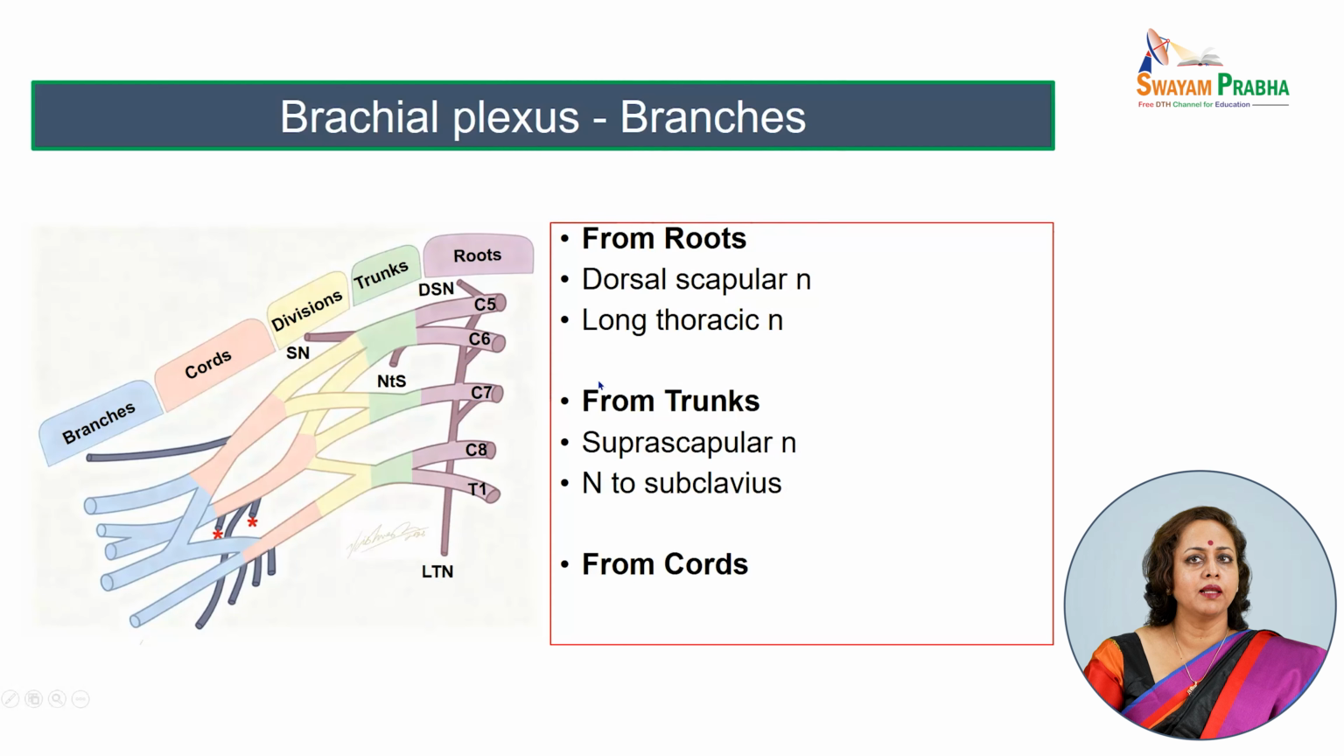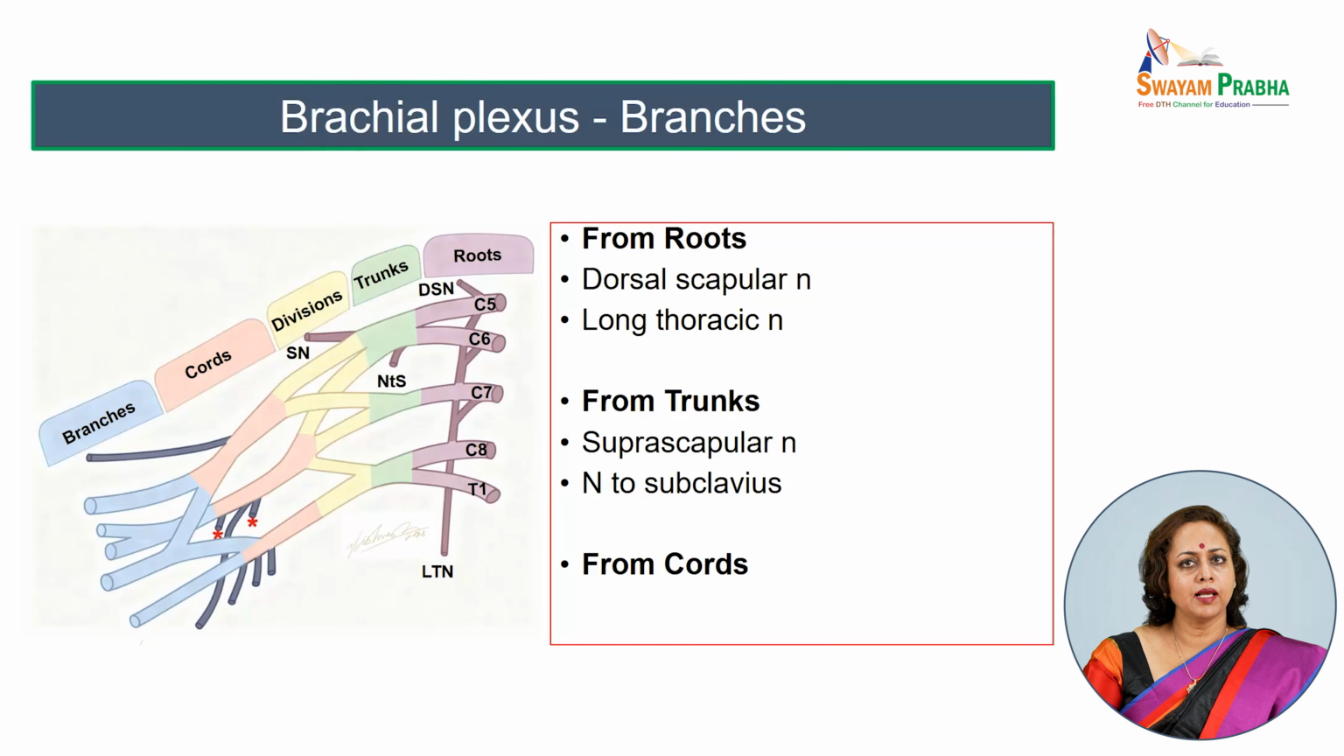From the trunks again there are two nerves, the suprascapular and nerve to subclavius. Let's see where they are. They are from the upper trunk. So, the suprascapular nerve and the nerve to subclavius. So, these nerves will have root value of C5 and C6. Okay, dorsal scapular will be C5 and long thoracic will be C5, C6 and C7. So, that's how you understand root values of different nerves.